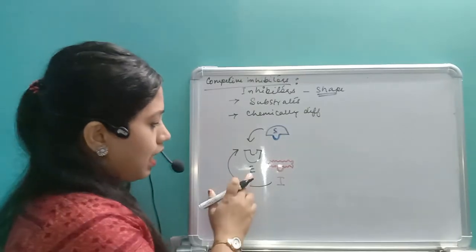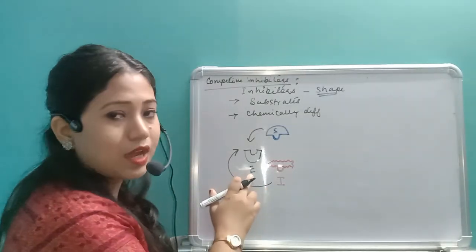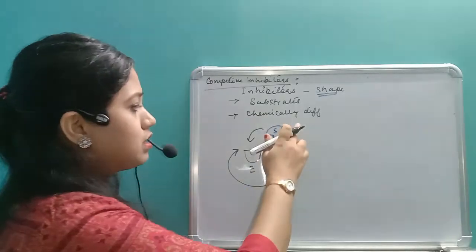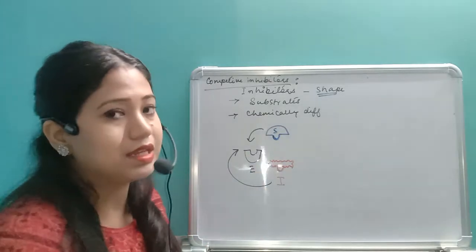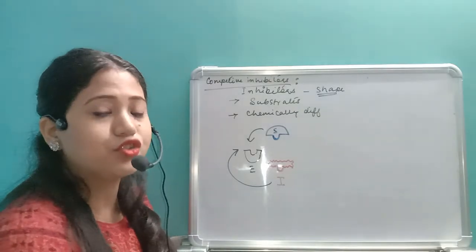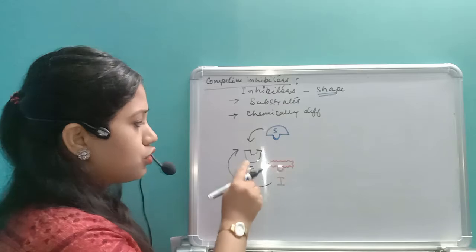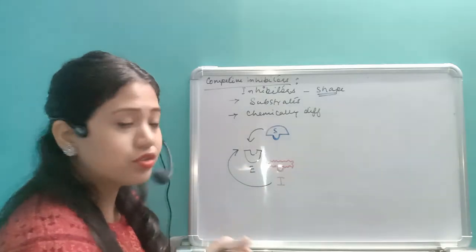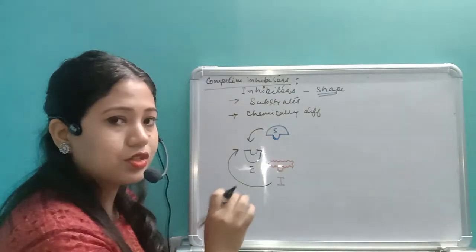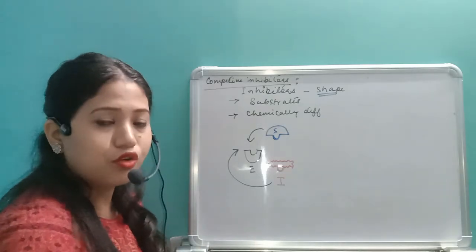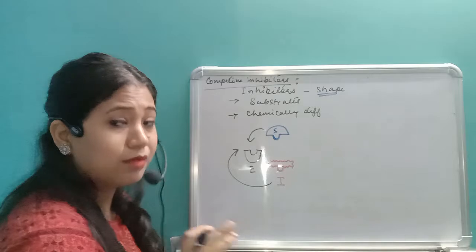Obviously, when the inhibitor binds to the enzyme, it will be loosely attached because chemically it is different, and I have told you that enzymes are very specific. They can attach to only one kind of substrate. So this inhibitor is going to be attached to the enzyme and will not allow the substrate to be attached. It will just block the active site, but it will never produce a product.